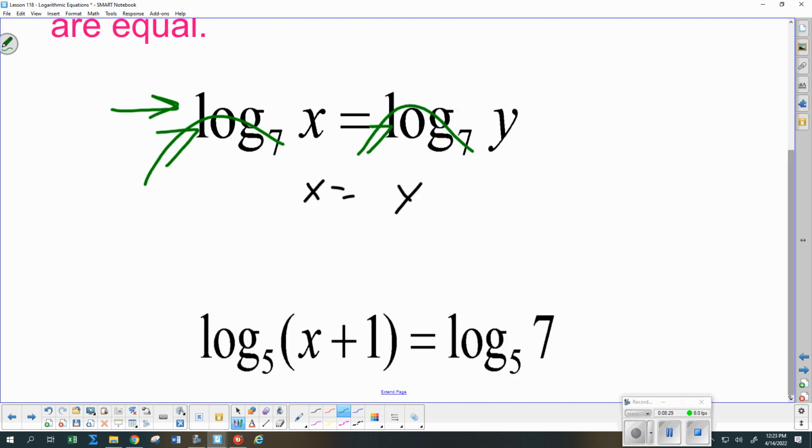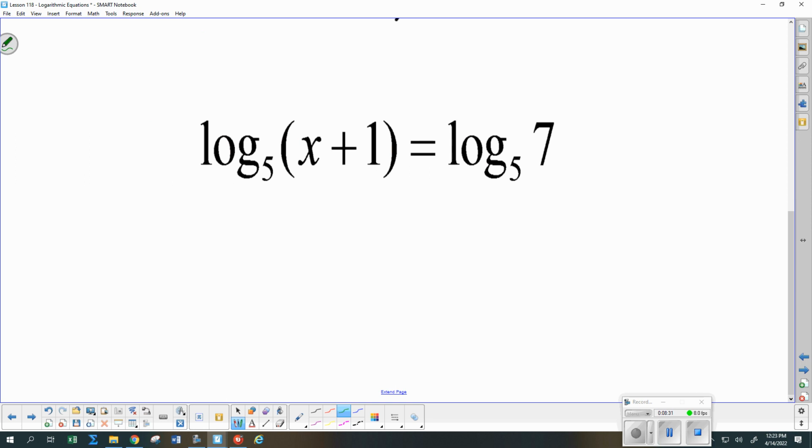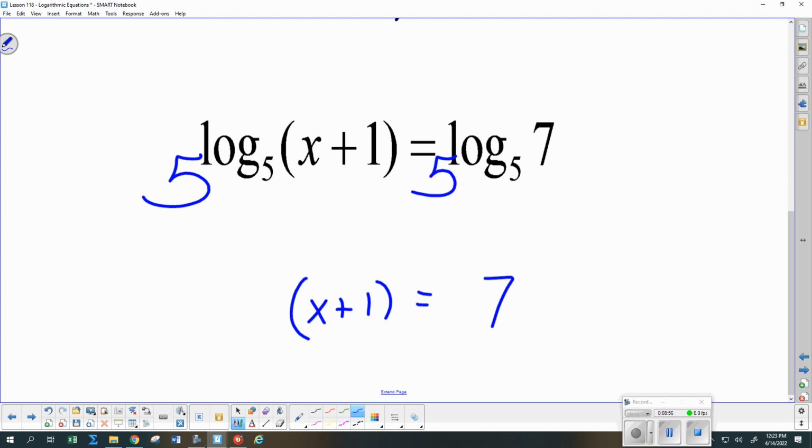Next one's a little bit messier, but I have log 5 equals log 5, right? So that means that my arguments have to be equal. And if you prefer, and don't tune me out on this, and I'll explain why in a moment, you could say, oh, both of them are base 5. So if I write the left side as an exponent of 5 and the right side is an exponent of 5, this will cancel and I'll have x plus 1. And this will cancel and I'll just have 7.